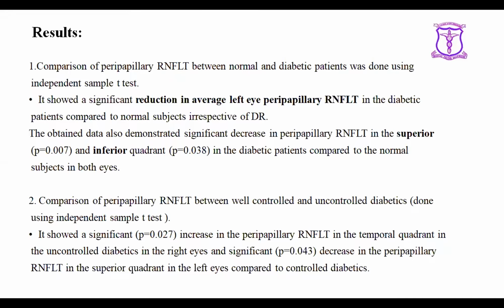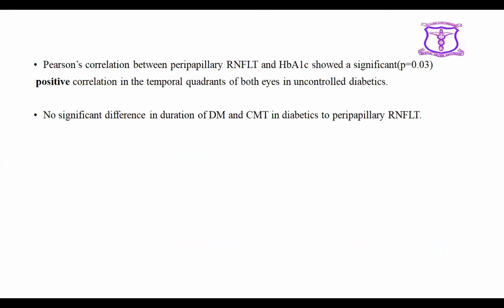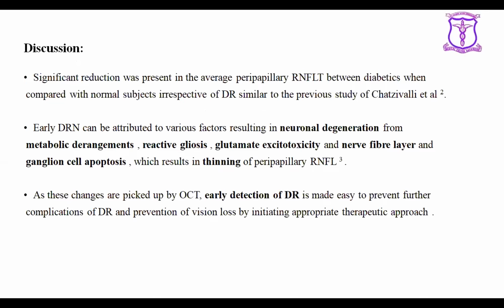It also showed a significant increase in the peripapillary RNFL thickness in the temporal quadrants and decrease in the superior quadrants in the left eye compared to controlled diabetes. Pearson's correlation between peripapillary RNFL thickness and HbA1c showed a significant positive correlation in the temporal quadrants in the uncontrolled diabetes. There was no significant difference in the duration of diabetes mellitus and central macular thickness in diabetics compared to peripapillary RNFL thickness.